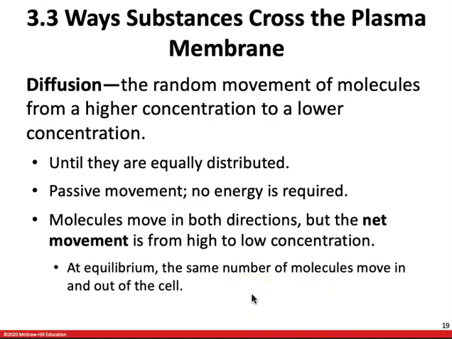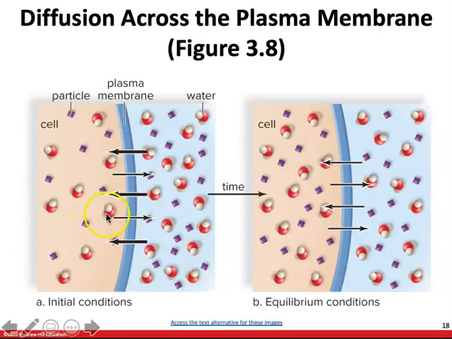This is, of course, passive movement. There's no energy required to move those molecules from an area of high concentration to low concentration. Molecules can move in both directions. If you see in this slide, molecules are moving from right to left and left to right and right to left and left to right. They're moving in both directions.